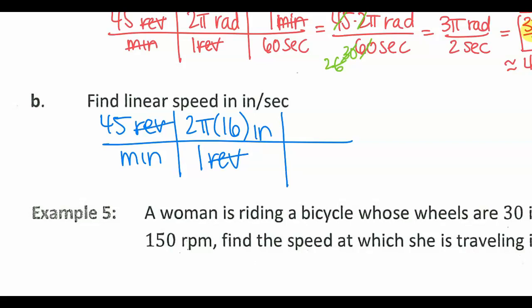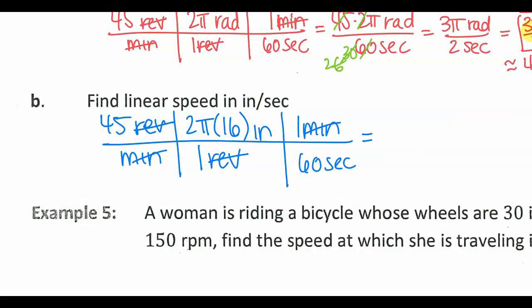The revolutions are going to cancel, and I'm left with inches in my numerator, which is what I want. And then again, once we have the inches in the numerator, we need to get from minutes into seconds. We've already done this conversion before. 1 minute is equal to 60 seconds. Minutes cancel, and I'm left with my final answer in inches and seconds. All we need to do from here, guys, is simplify.